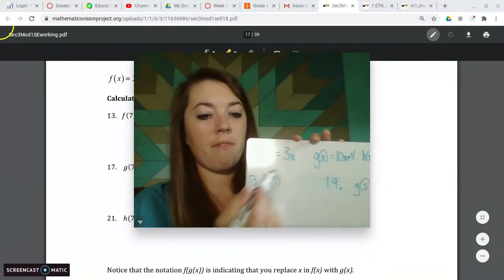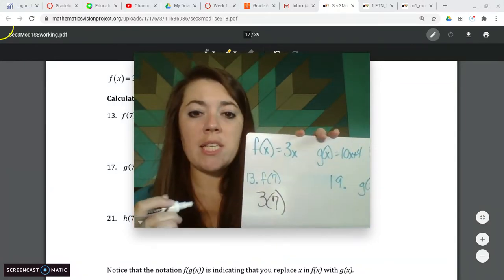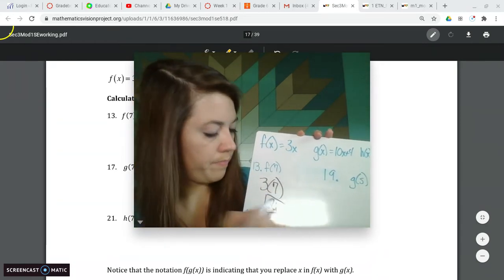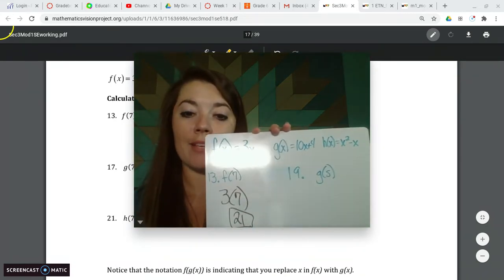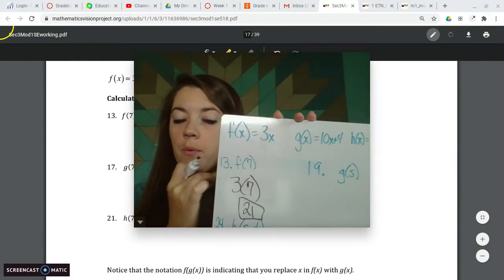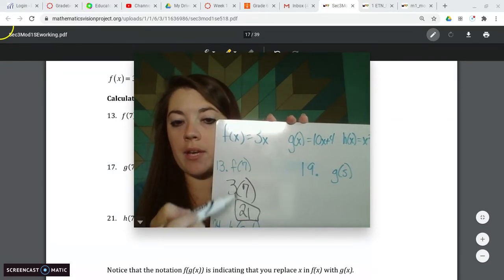All right, so for number 13, f of 7. That means we're using the f of x function. So we're going to have 3 times 7. 3 times 7 is 21. There's your answer. So the f of x function will definitely be the easiest one. You're just going to take whatever is inside these parentheses and multiply it by 3, and that'll get you your answer.